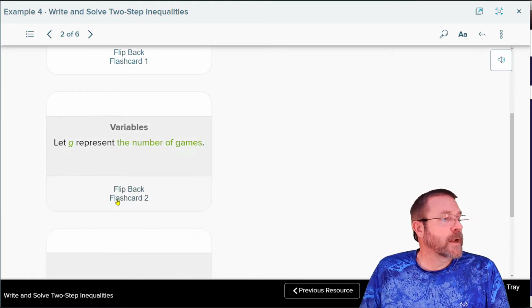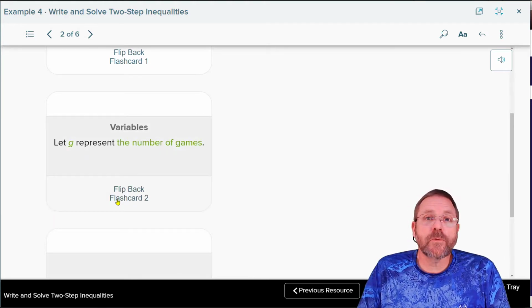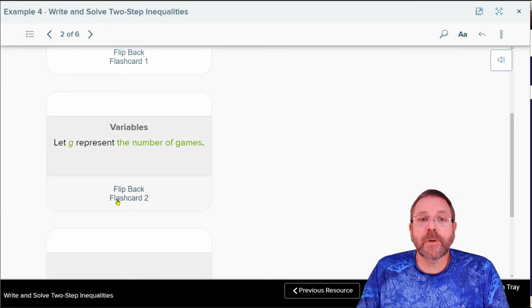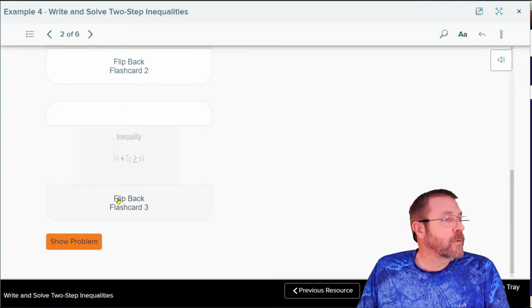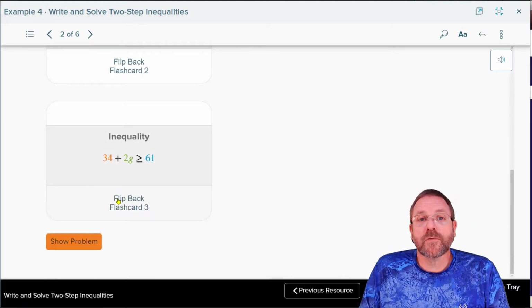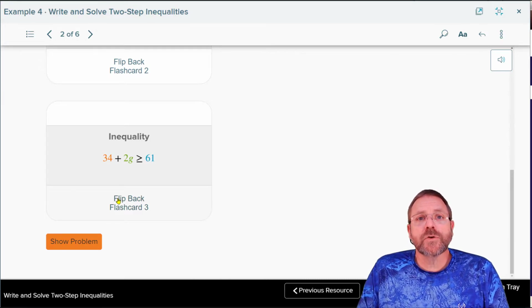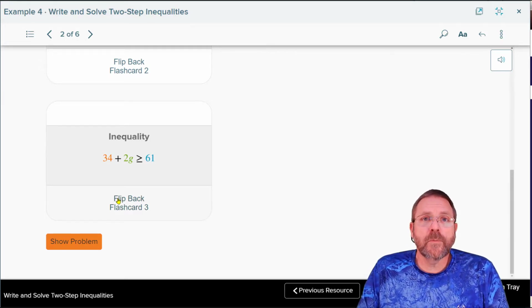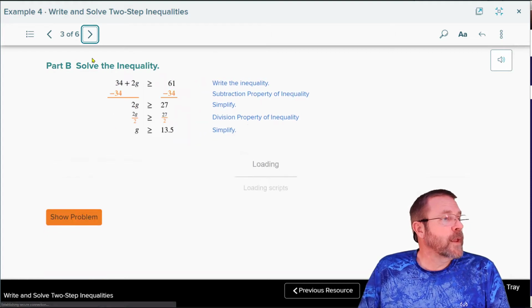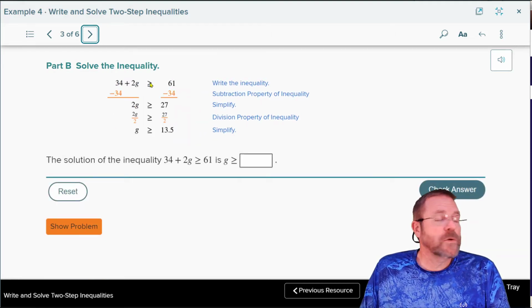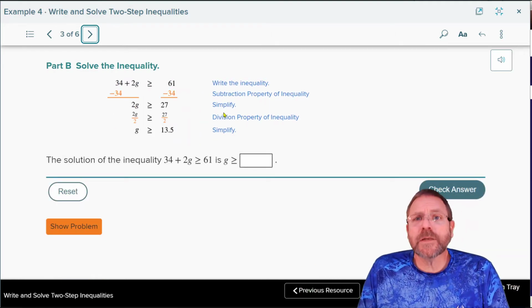From there, defining your variable, they let g represent the number of games that he's going to have to play to get there. And from there, we have an inequality that says 34, that's the number of strikes he already has, plus 2 times some number of games is greater than or equal to the 61 that he has for his goal. Moving forward with that, we've got our inequality set up, and you can see from there, they worked it just like all the other inequalities we've been doing today.